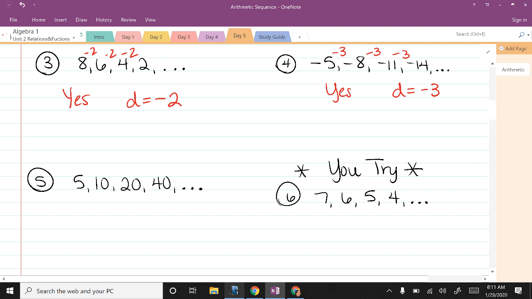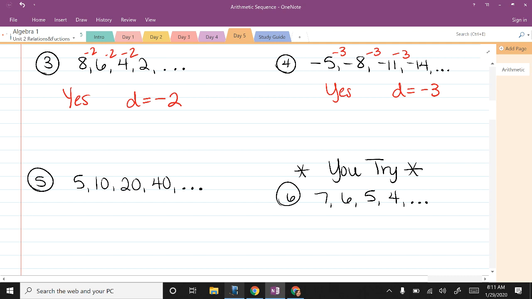Number 5. 5, 10, 20, 40. What do you think? Is it arithmetic? Yes. I see a pattern. I multiply by 2 every time, right? Does that make it arithmetic? No. Arithmetic, you're not multiplying by the same number every time.